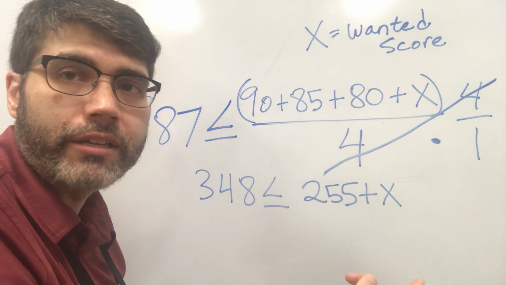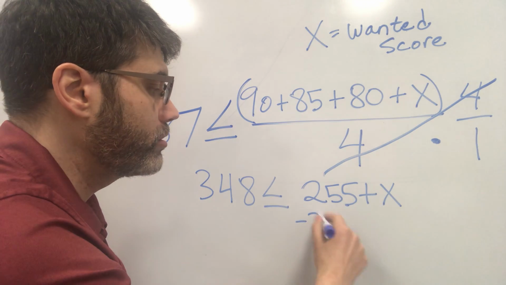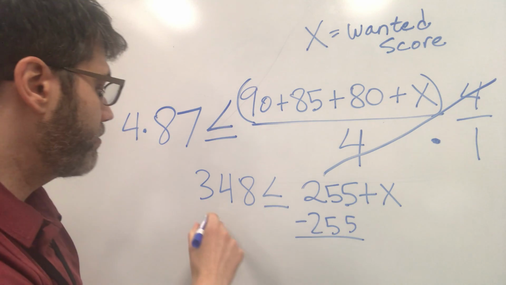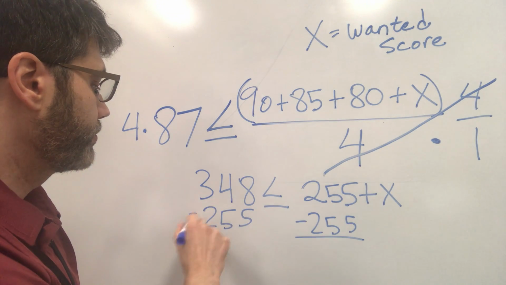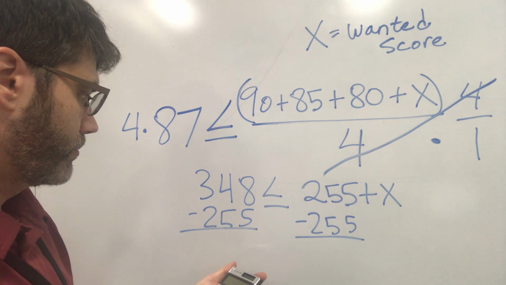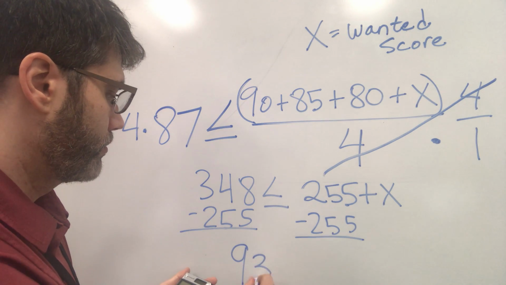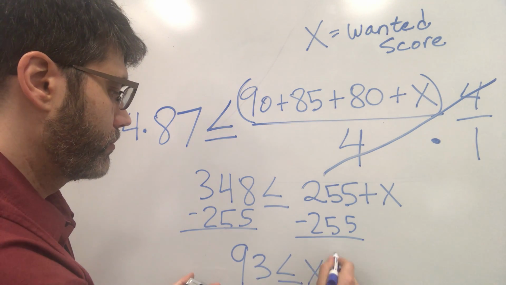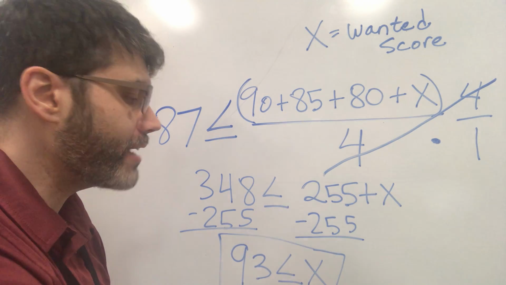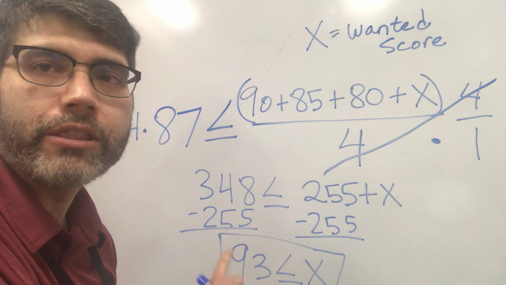Now we have an inequality, which is numbers and x. We can solve for x by subtracting 255 from both sides. So our answer is that the next score that we get needs to be greater than or equal to 93%.